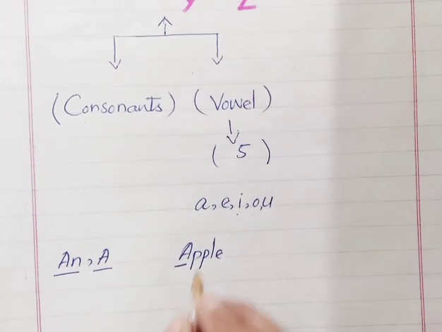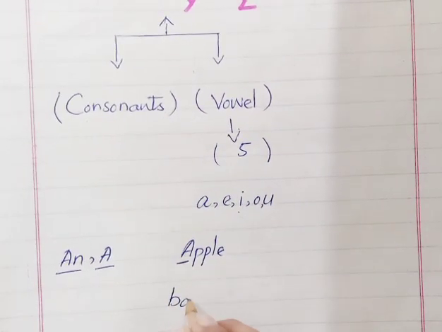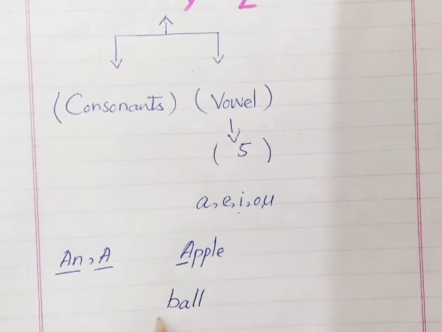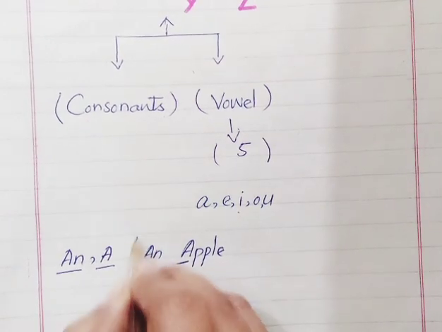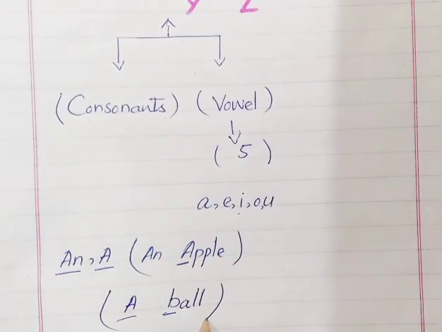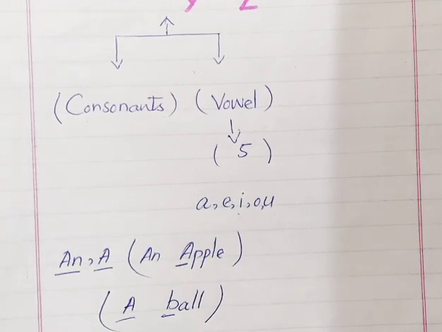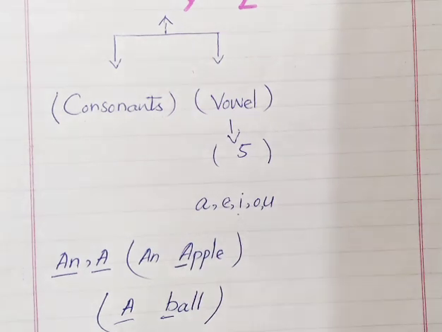Alright, if I write here a ball. B, the first letter of ball, is B. B is a consonant, not a vowel. So we will put a ball. An apple, a ball. Hope you guys learned the difference between consonant and vowel and learned the concept of vowel letter.